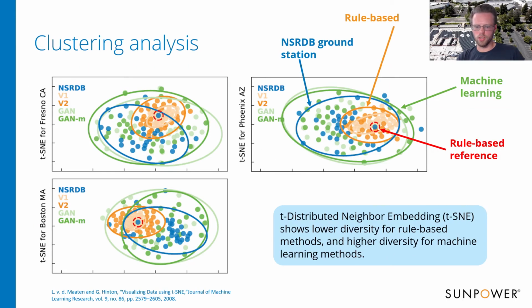So when we go into a clustering analysis, what you'd want to see in a clustering analysis is that the data mostly overlaps. If the clustering tool can separate the fake versus the real data, that would be a bad sign. So we find pretty good overlap between the rule-based, machine learning, and ground station data, although the rule-based has a little bit lower extent, reflecting some of the lower diversity that we were concerned with.